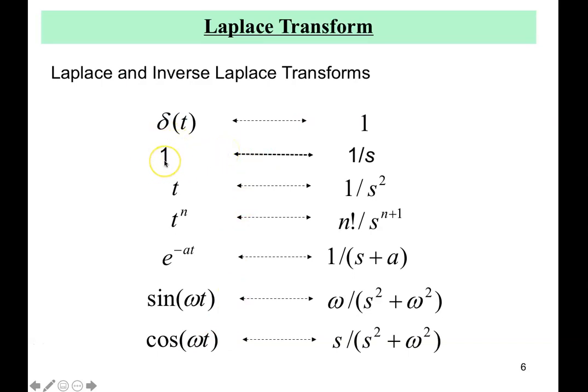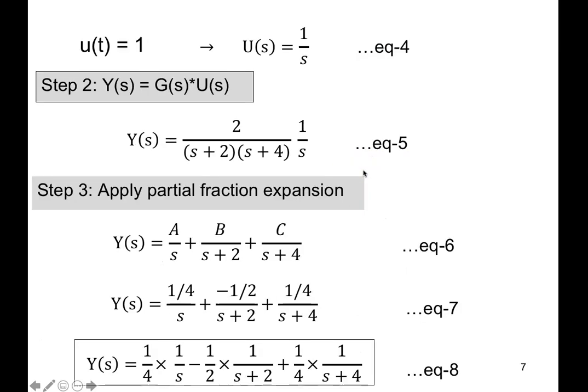1 in time domain gives me a Laplace transform of 1 over s. Okay, so I have 1 over s here, and so I get that equation number 4. That's the Laplace transform of the input, step number 1. Step number 2 is probably the easiest of all 4 steps. I just multiply, I take G(s), multiply that by U(s). G(s) is 2 over (s plus 2)(s plus 4) times 1 over s.